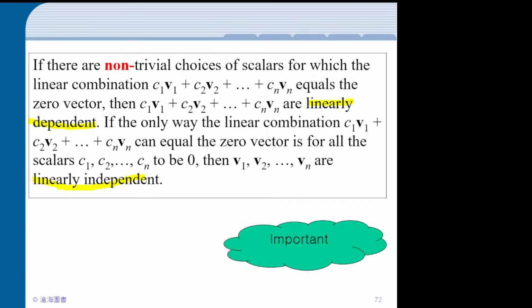We characterize them by trying to solve c1 v1 plus c2 v2 plus all the way to cn vn equals 0, and seeing if there is a non-trivial solution. If they have a non-trivial solution, then the vectors are linearly dependent, and if you only have the 0 solution, then your vectors are linearly independent. So there are only 2 possibilities: you either have a non-trivial solution or you don't.